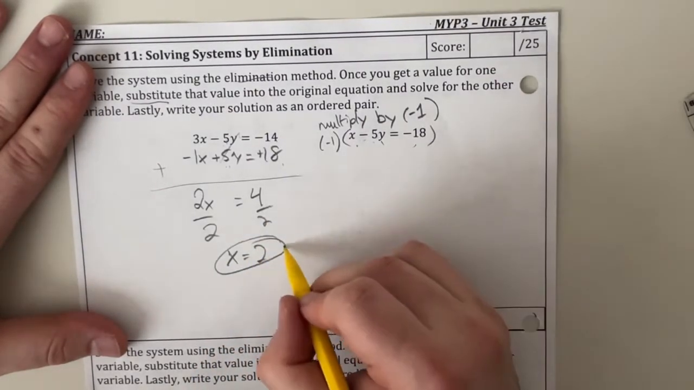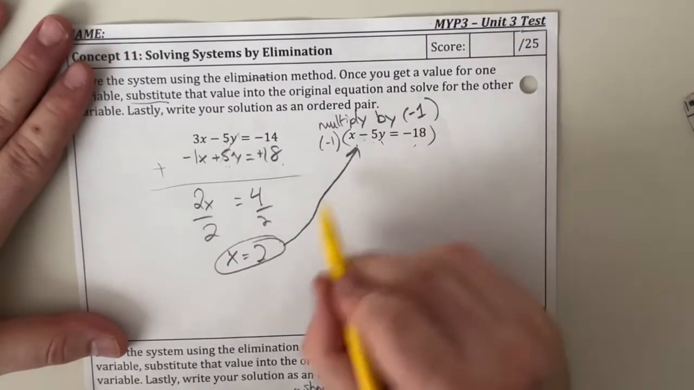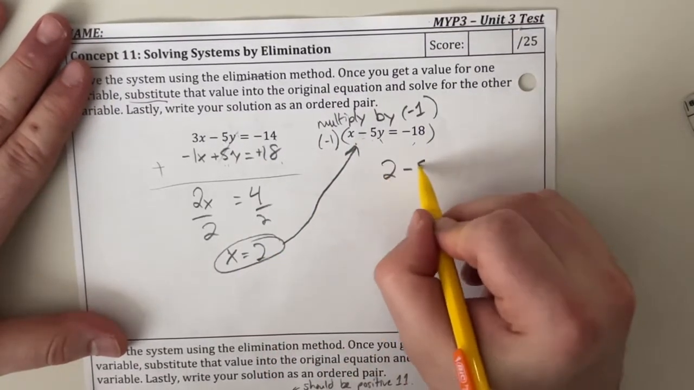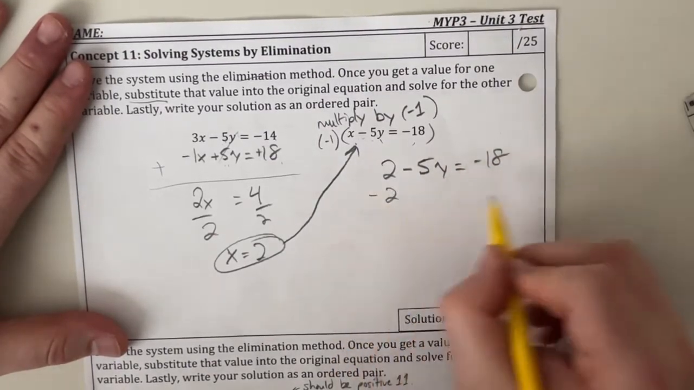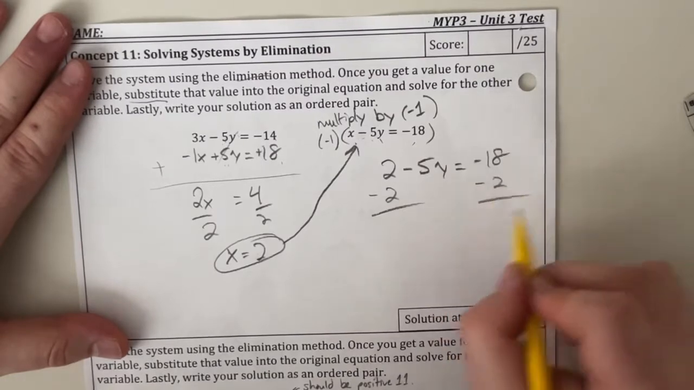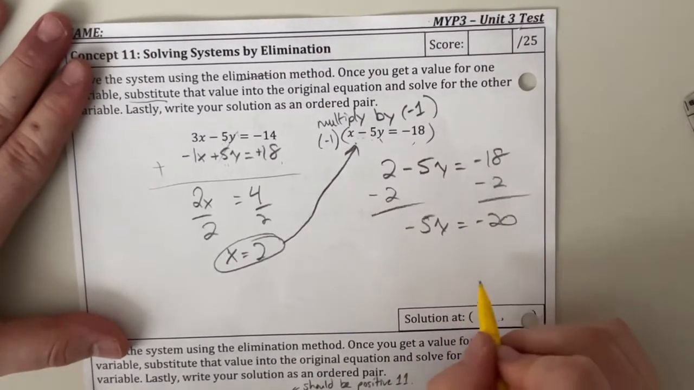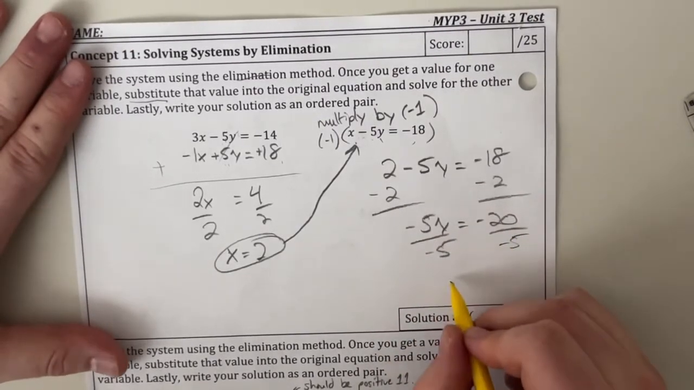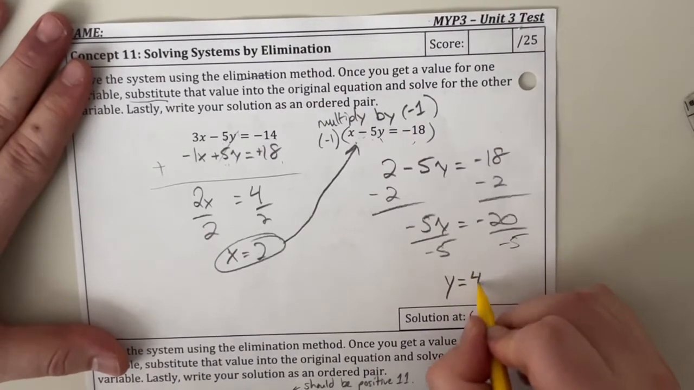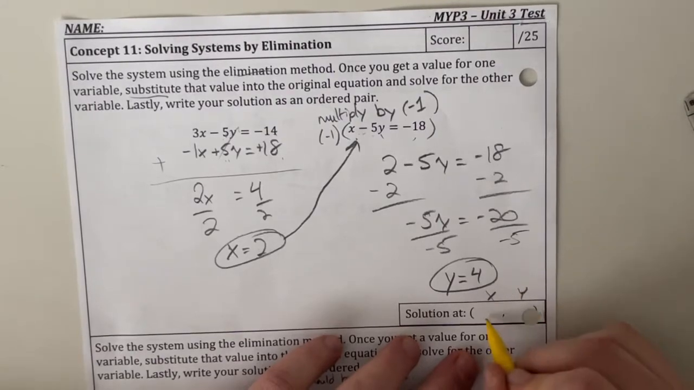Once I have that value, take and plug it back into the original equation. So I can say, instead of x, I now have 2. So I'm going to say 2 minus 5y equals negative 18. Trying to get y by itself, I can subtract 2 from both sides. I have negative 5y equals negative 20. Divide both sides by that coefficient, so I divide both sides by negative 5, and I can say y equals positive 4. So that means my solution, x and y, is going to be the point (2, 4).